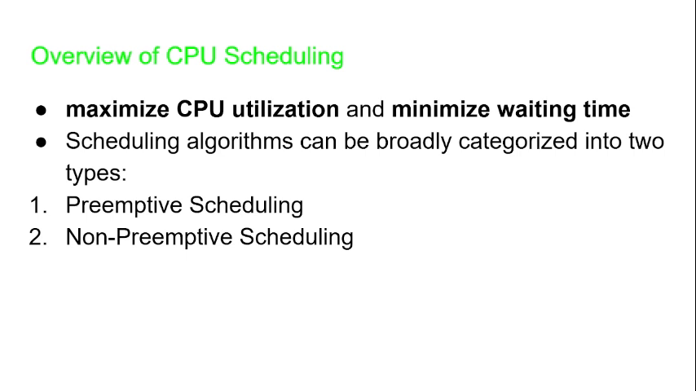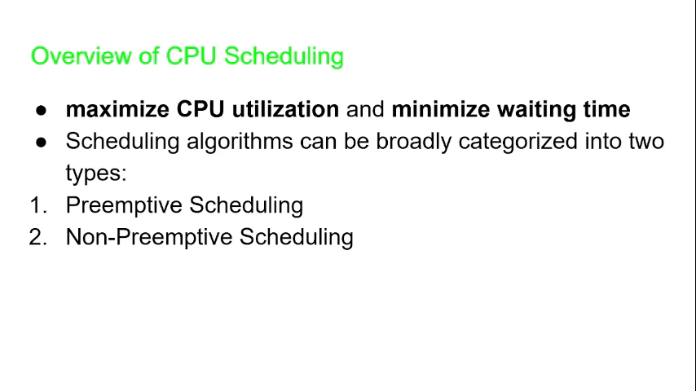In preemptive scheduling, the running process can be interrupted and moved back to the ready queue so that another process can execute. Examples are round robin, shortest remaining time first, and preemptive priority scheduling. The next one is non-preemptive scheduling, in which once a process starts execution, it runs until its completion. No other process can interrupt it. For example, first come first serve, shortest job first, and non-preemptive priority scheduling.